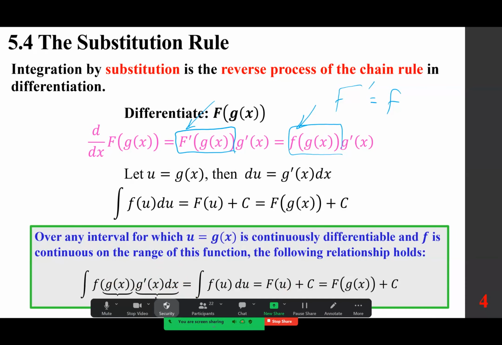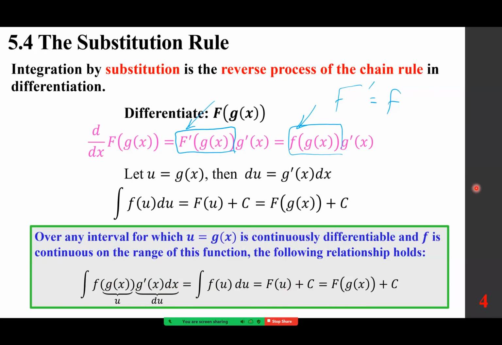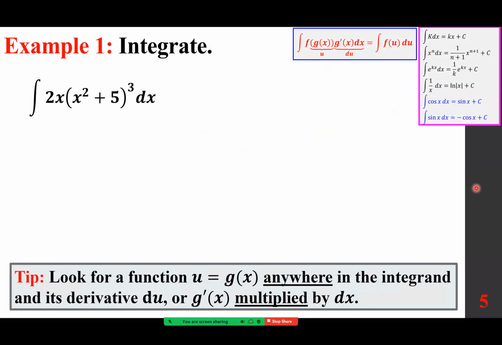I'm going to make some sense out of this by looking at a few simple examples, starting with this one. And I'm going to go over the concept of the substitution rule by looking at this tip. Look for a function u equals g of x anywhere in the integrand, and its derivative du, or g prime of x, multiplied by dx.